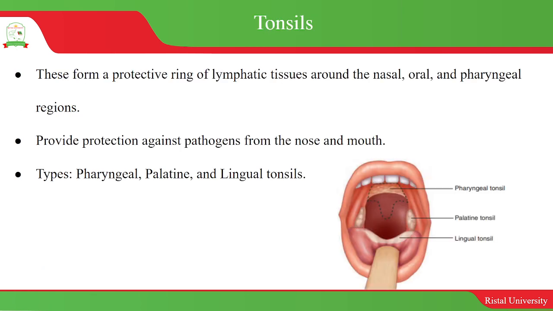So we start with the tonsils, which are basically a ring of lymphatic tissue around the nasal, oral, and pharyngeal regions. On the upper part of your mouth, we have the tonsils. Sometimes they can be infected, and then we have what we call tonsillitis. But basically these tonsils provide protection against any microbes that can invade the nose or even the mouth.